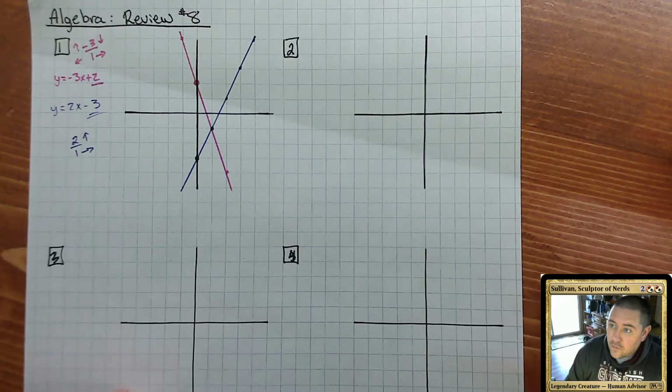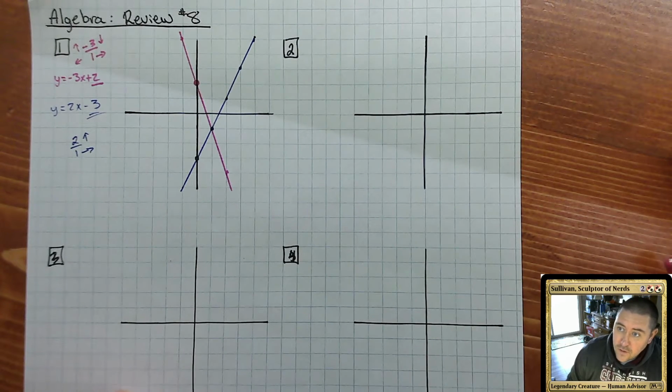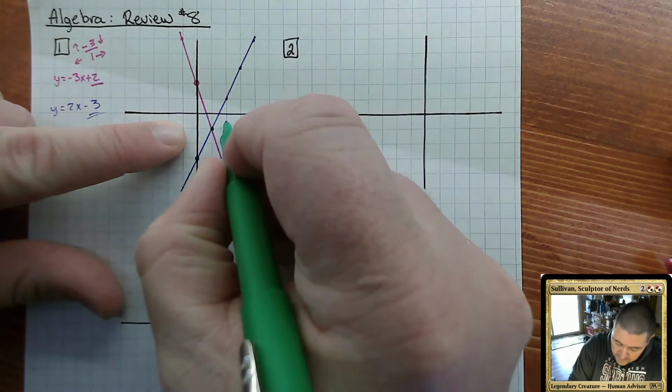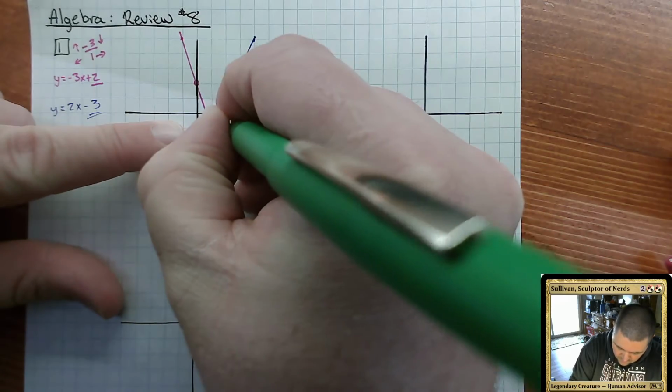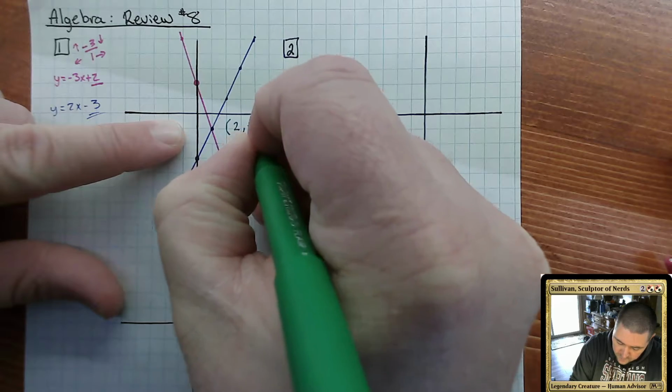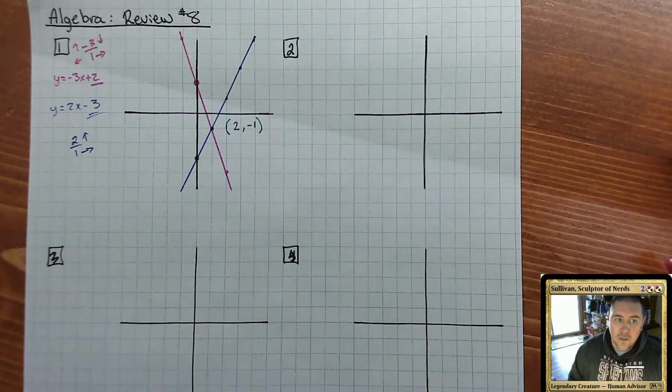I want you to look at your instructions there. Solve the system by graphing both equations. Make sure to state the solution. It's not enough to just graph them. Please write that this is at the point 2, negative 1. Okay, that's the solution because that's where they actually cross.